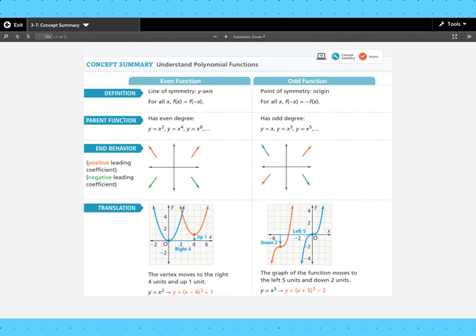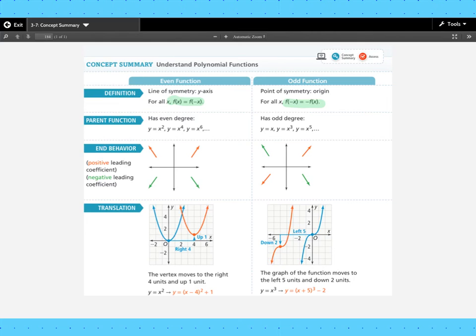So here's a summary of what we covered in this unit. Probably the most essential information is how to define even functions. f of x equals f of negative x. And an odd function is f of negative x equals negative f of x. That's the most essential information. The rest of it is all a review of parent functions as well as end behaviors.